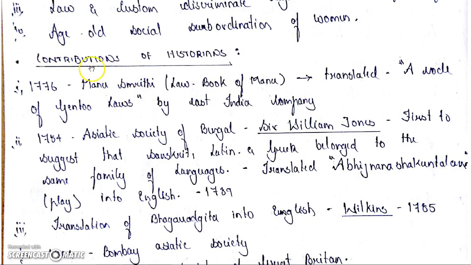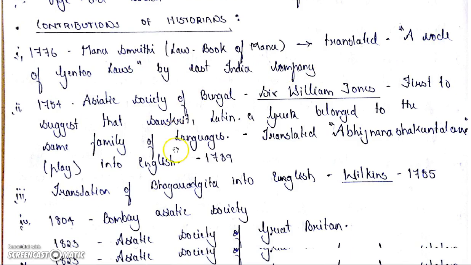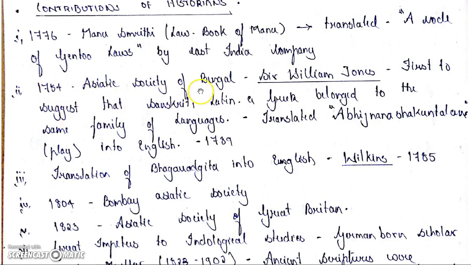Then we will see some of the contributions of historians. Many historians have contributed. First we will see the contributions from the British part, like the Western historians. In 1776, the Manusmriti, the law book of Manu, was translated into a code of Gentoo laws by the East India Company. And in 1784, the Asiatic Society of Bengal was formed by Sir William Jones.